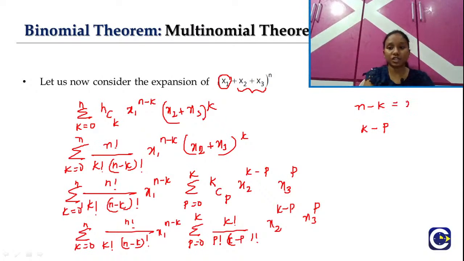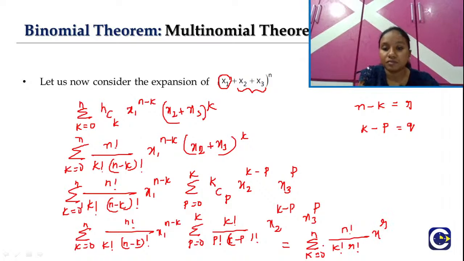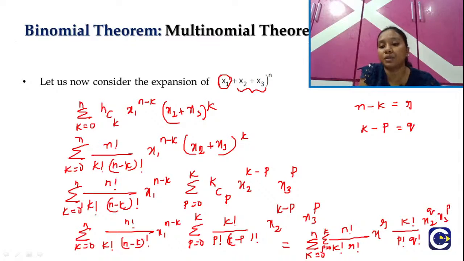So I am assuming n minus k to be r and k minus p equal to some q. So now this entire multinomial expansion will turn out to be sigma k equal to 0 to n, n factorial by k factorial by r factorial, x1 power r. Another sigma can also be put together here, sigma p equal to 0 to k, and here k factorial by p factorial by q factorial, x2 power q and then x3 power p. So this will be the entire expansion here.